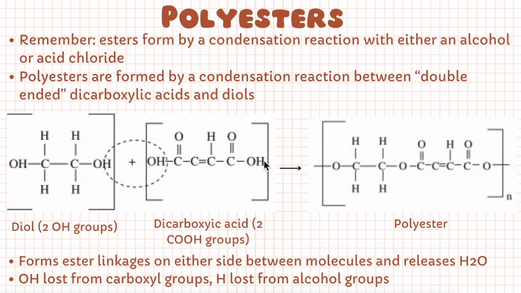And so, the same way that the ester formed, water is going to be removed because the H is going to be lost from the OH, and the OH is going to be lost from the carboxylic acid group, and those are going to be eliminated to form water. And because they're on either side, it can form a polymer because these linkages can form between lots of molecules because there's multiple functional groups on either side. So these ester linkages can form on either side between a bunch of molecules and form a polyester. So basically, when you draw the ester linkages, it's just going to have the OH lost from the carboxyl groups and the H lost from the alcohol group, and that's what forms the water.